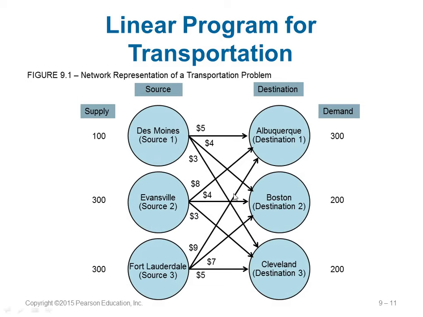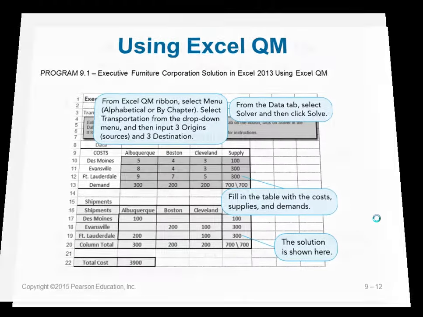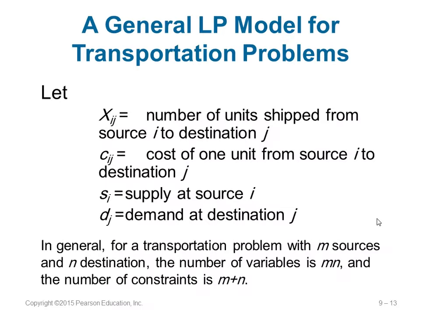Here is the network representation of the transportation problem. These are the sources, source 1, 2 and 3, and destinations 1, 2 and 3. For each combination, the cost is given: from source 1 to destination 1 is $5, source 1 to destination 2 is $4, and so on. The supply from each source is given and the demand is also given here. It is represented using the network representation. You can solve these using some software.